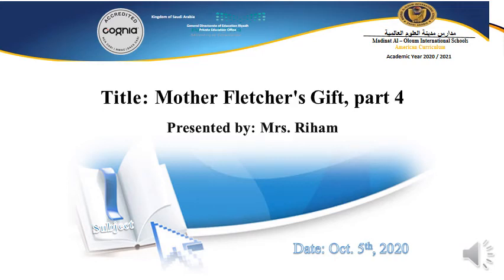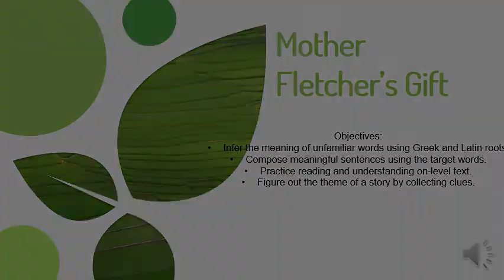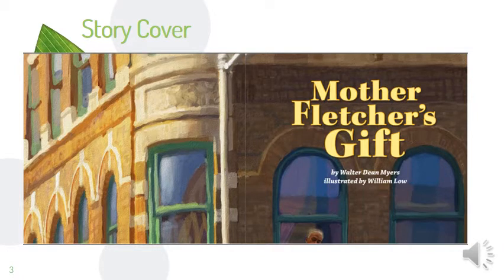Welcome to our new reading lesson from the story Mother Fletcher's Gift. And this is part 4. By the end of this session, you should be able to. And this is the story cover, Mother Fletcher's Gift. This is the title, the author Walter Dean Myers, and the illustrator William Lowe. And the genre is realistic fiction.